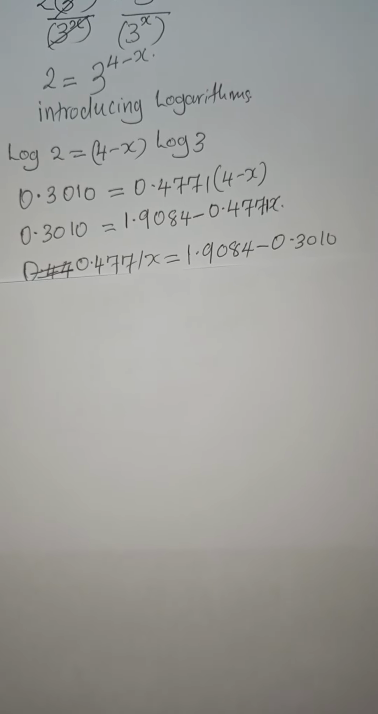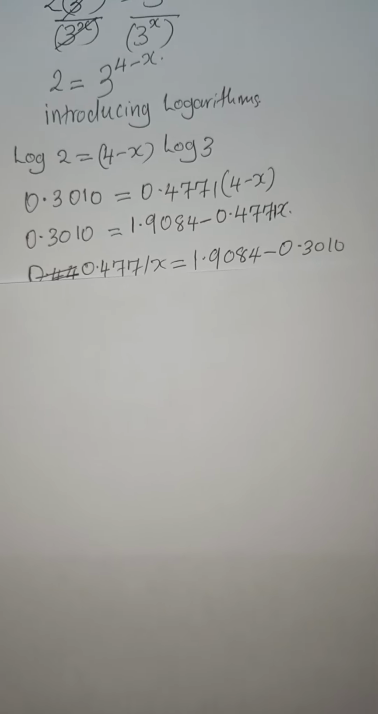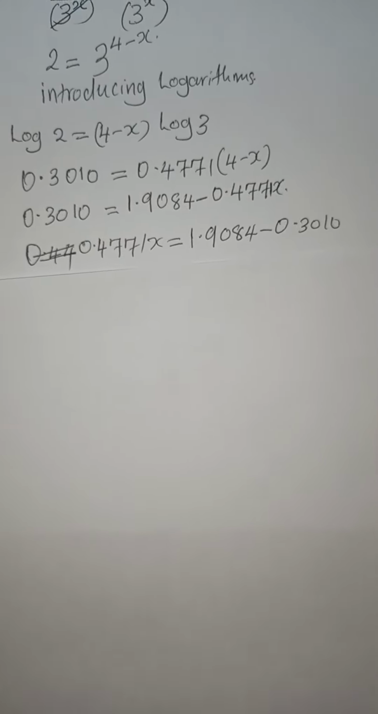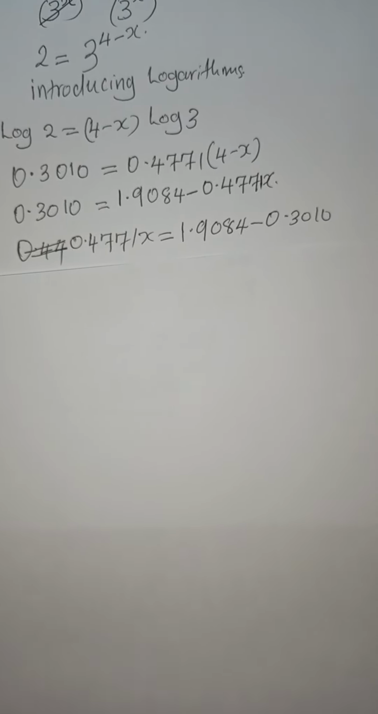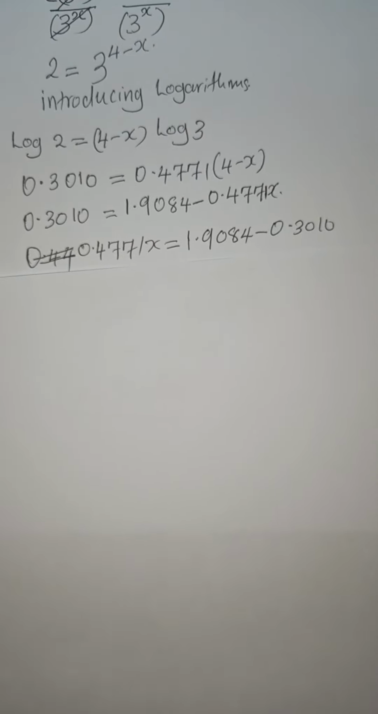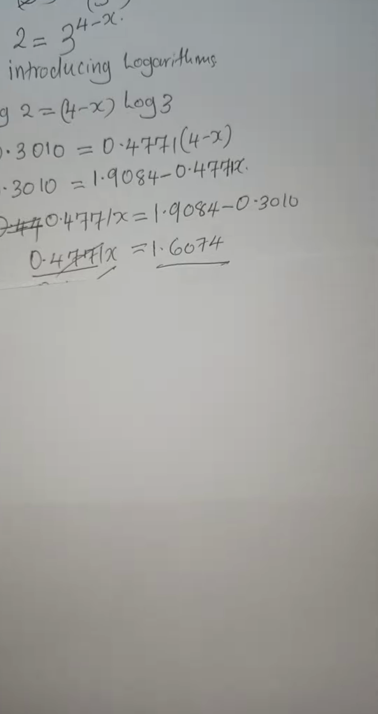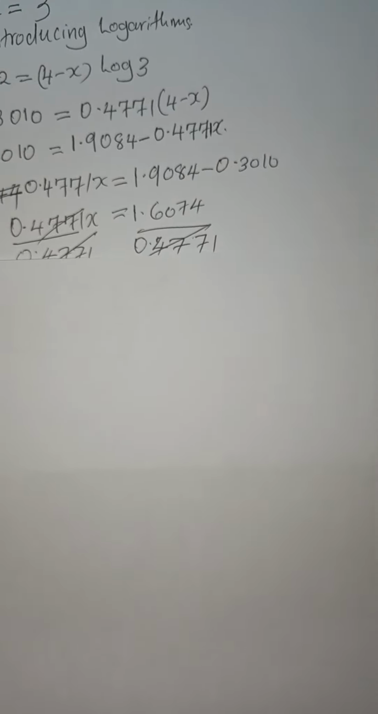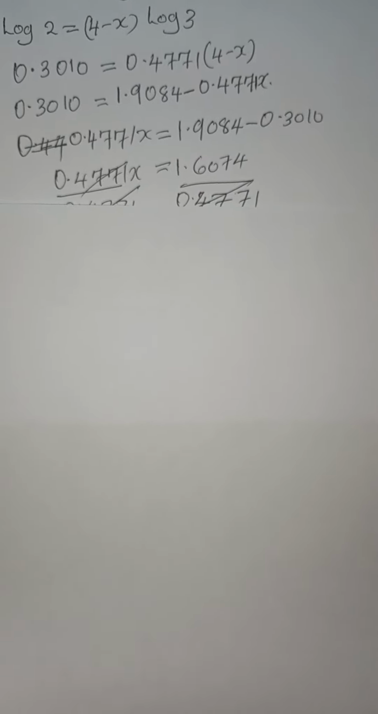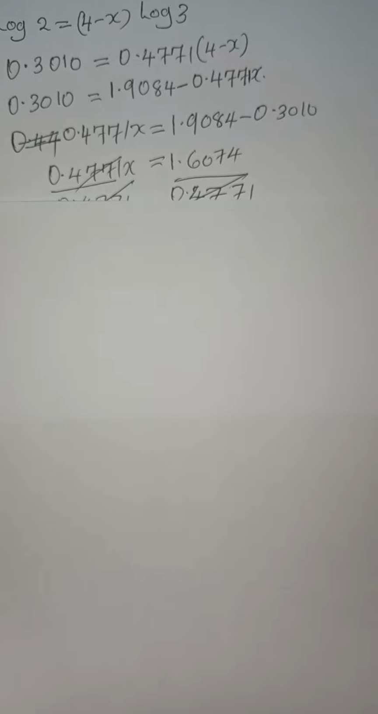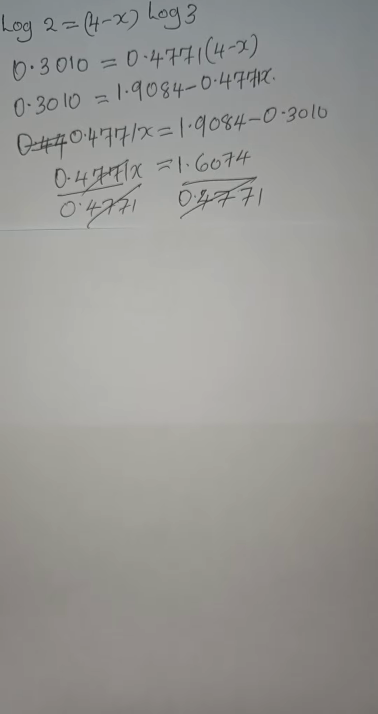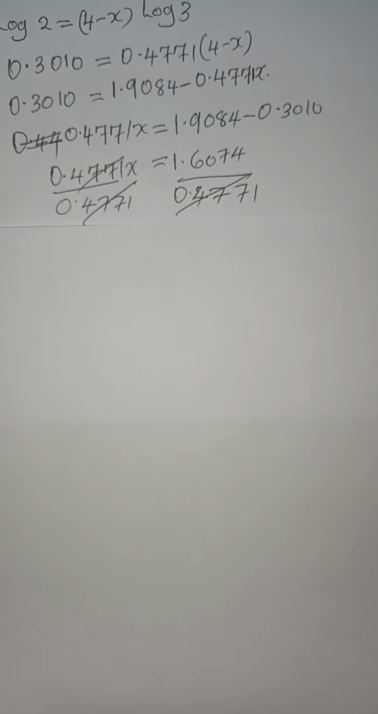So in order to solve x, we are going to move 0.4771x onto the left side of the equal sign, then it becomes a positive number, that is 0.4771x to be equals to 1.9084 minus 0.3010, and that gives us the value of 1.6074. So 0.4771x is now going to be equals to 1.6074.